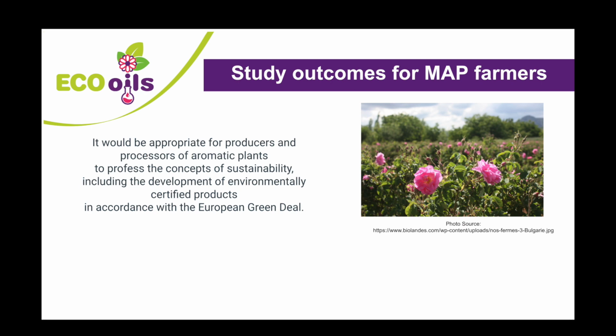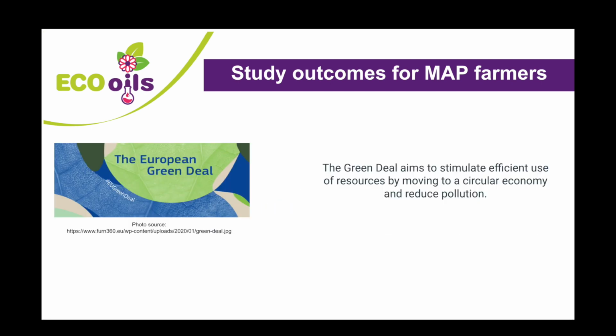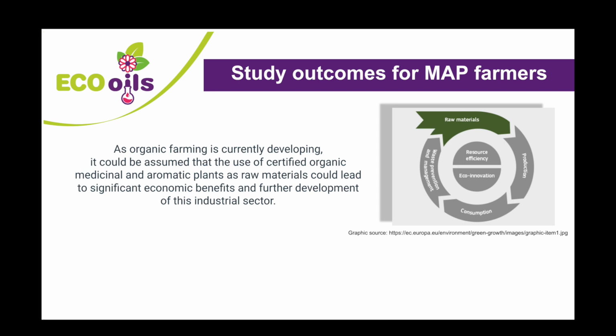It will be appropriate for producers and processors of aromatic plants to profess the concepts of sustainability, including the development of environmentally certified products in accordance with the European Green Deal. The Green Deal aims to stimulate efficient use of resources by moving to a circular economy and reduce pollution. As organic farming is currently developing, it could be assumed that the use of certified organic medicinal and aromatic plants as raw materials could lead to significant economic benefits and further development of this industrial sector.